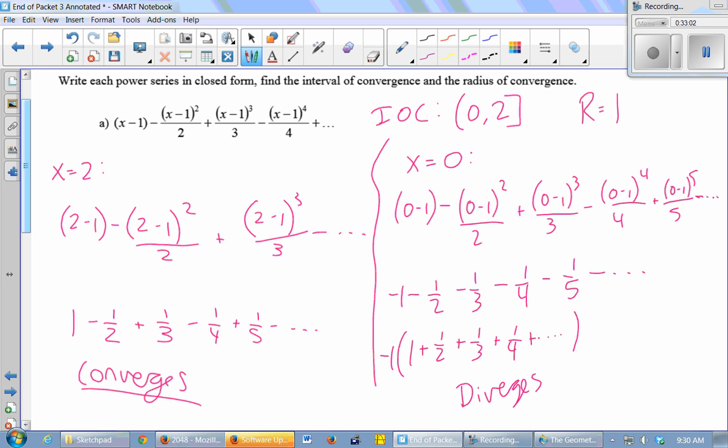So I'm going to leave the 0 as not included in the interval. So this is going to be your final answer. Don't include the 0, include the 2. So after you do all the work to get 0 to 2, then you have to do 2 more things to figure out the endpoints.